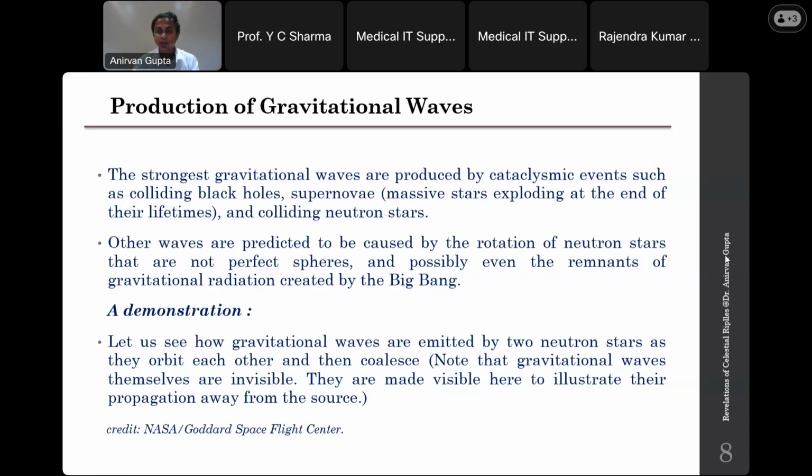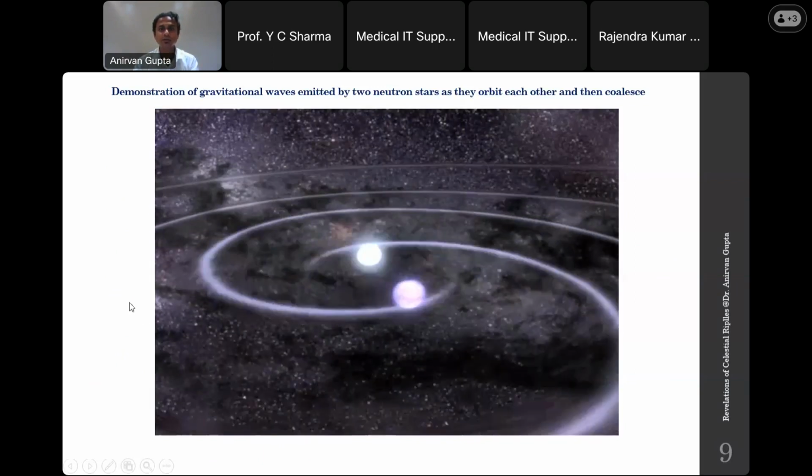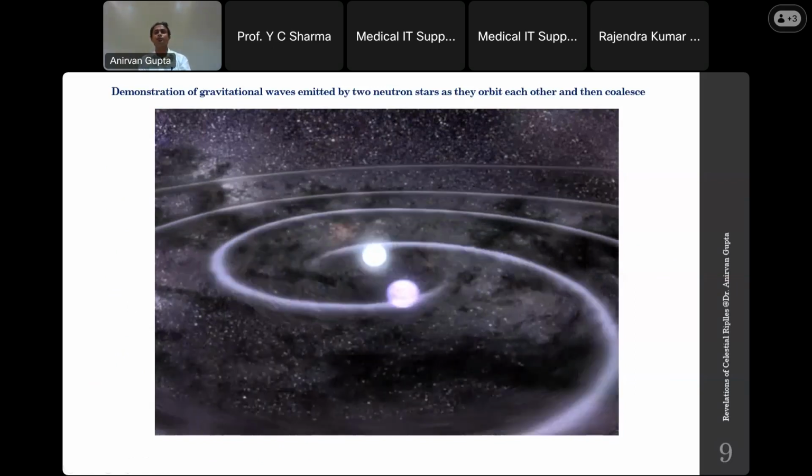Suppose I play an animated video here. This is just an animation. Suppose two neutron stars are coming close to each other over a period of years, and at the end they collide. What kind of waves would they emit? This is a simple animated video.